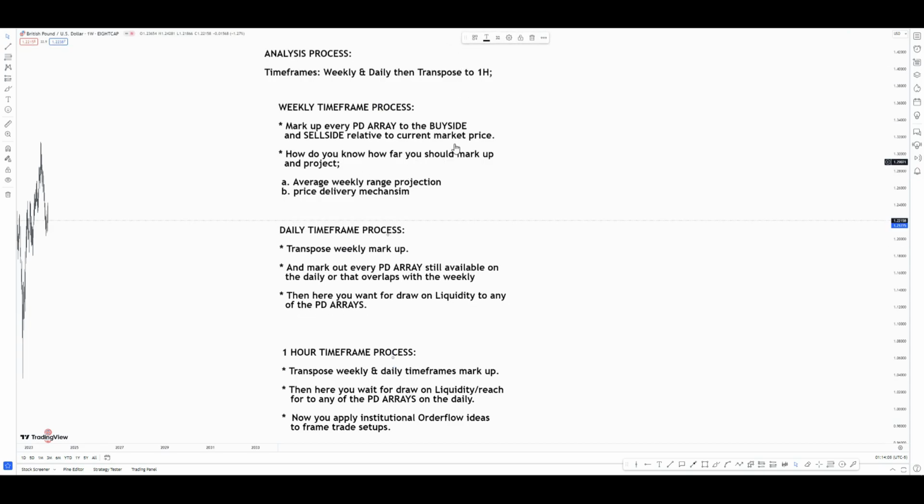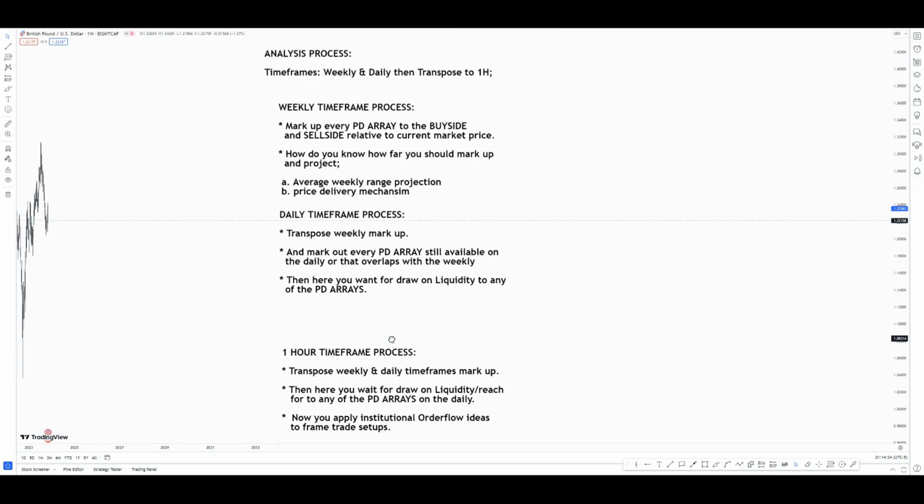The other process, on the daily time frame, is that we transpose all we've arrived at on the weekly time frame down to the daily time frame. Then the remaining PDRAs that are still available on the daily time frame, we mark out. If any overlaps with the weekly time frame, that also strengthens our conviction and attention on that particular area. Here all we want to do is see the draw on liquidity on this particular time frame to all these PDRAs already outlined. Then we drop down to the 1 hour for the 1 hour time frame process.